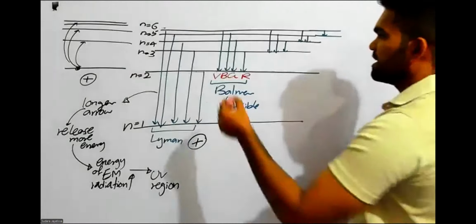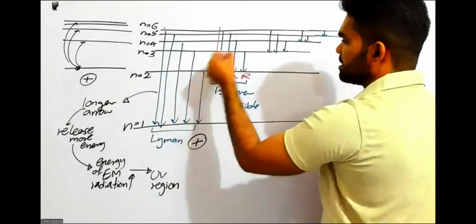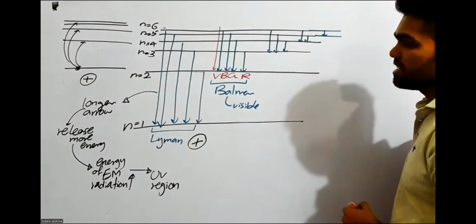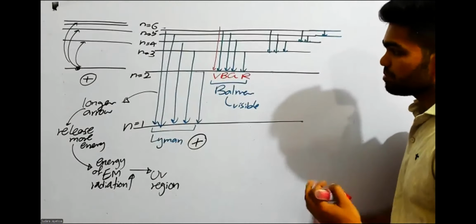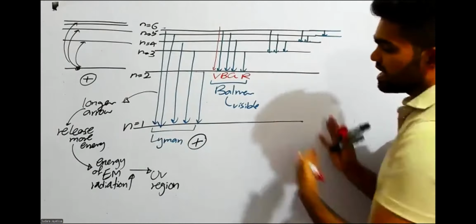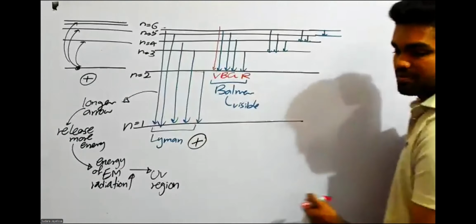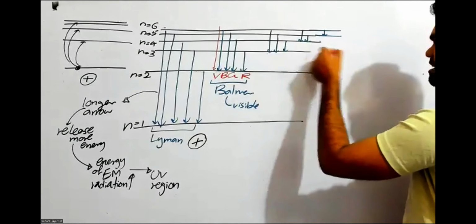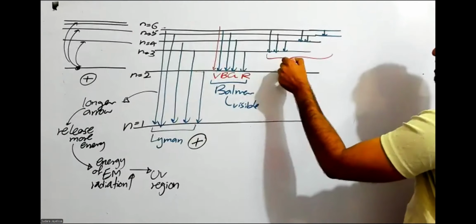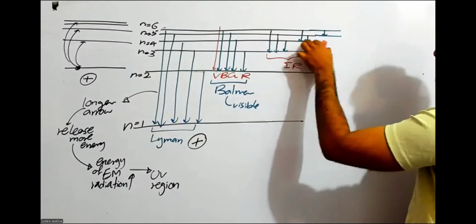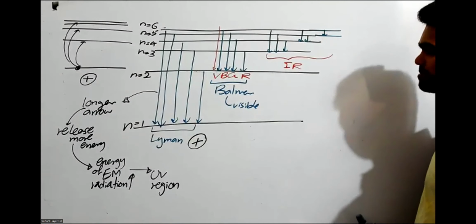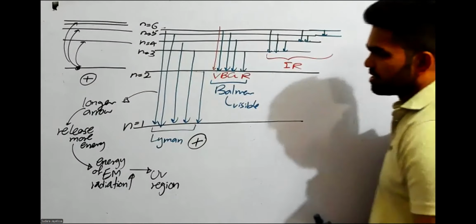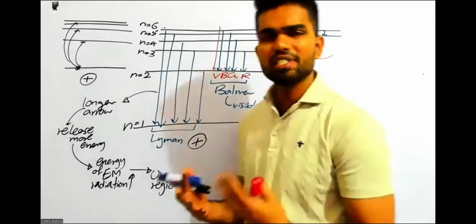Okay, so after, let's say, the seventh energy level to the second energy level, it is not in the visible region. It has a shorter wavelength, so it will be in the UV region. And these other transitions belong to the infrared region. These series have names also: Paschen, Brackett, and Pfund. You have names. Okay.